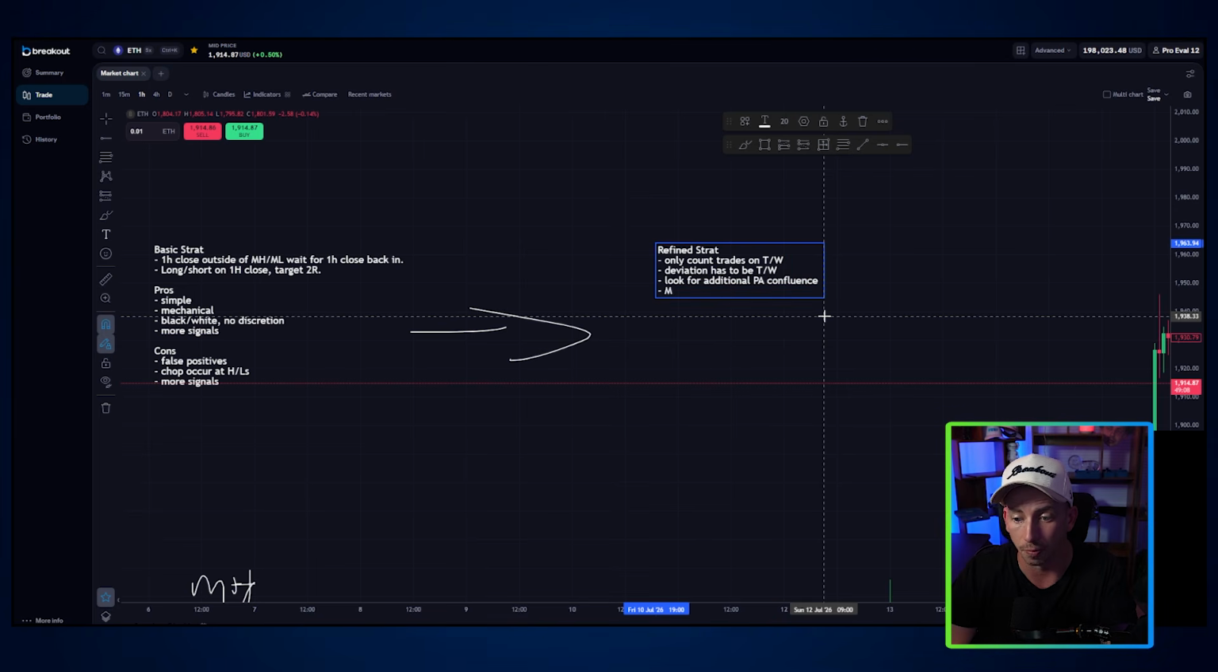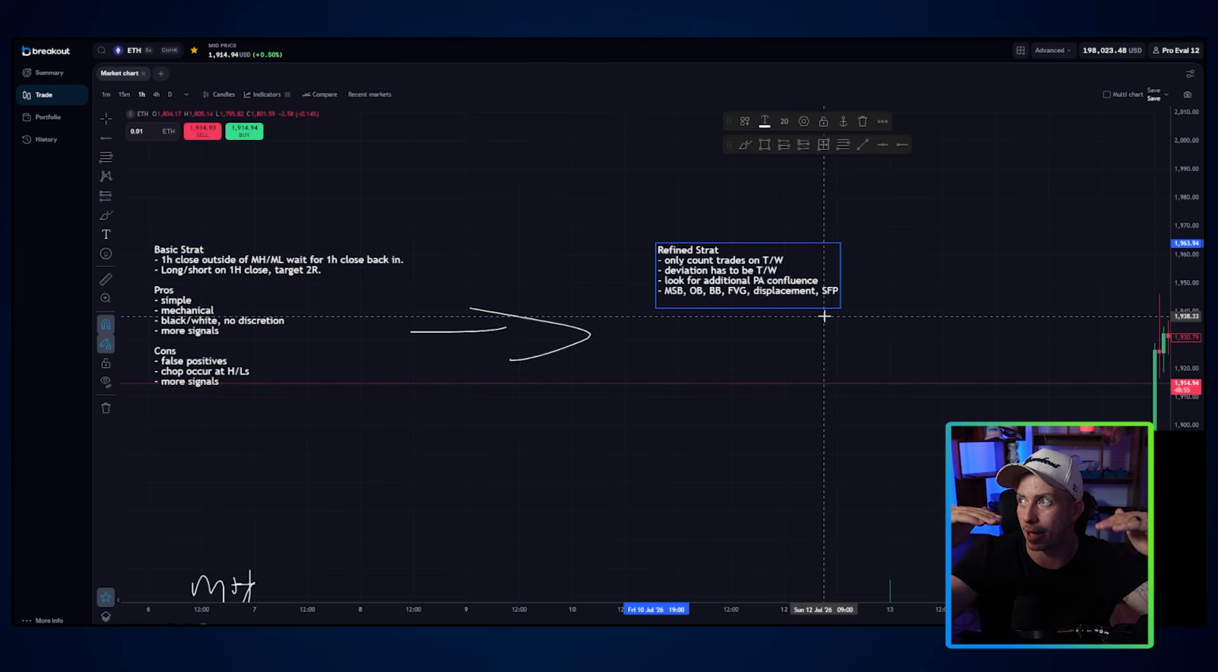Do we get a market structure break? Is there an order block, a breaker block, a fair value gap? Is there displacement? Is there an SFP? Anything that might give us a clue that indeed we're not seeing just a closeout and back in. We're seeing a clear liquidity grab, a swing failure pattern, and that reclaim, that deviation is legit.